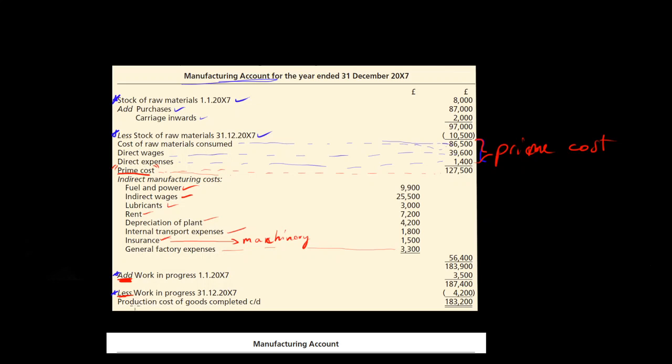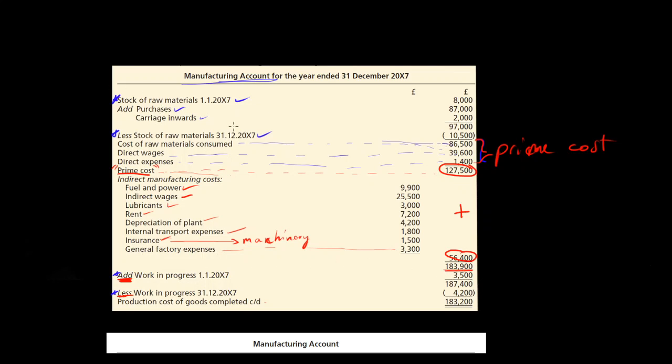And finally, we have production cost of goods completed. And remember, you have to add these, right? You have to add the direct costs, add that with indirect costs, and we reach here. Don't subtract them. You have to add them and then adjust for the work in progress.